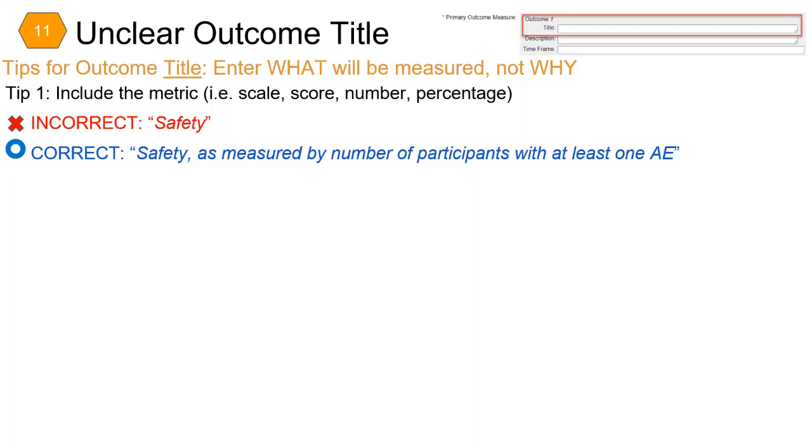For the outcome title, you need to enter what will be measured, not why. So include the metric and unit information if you can. For example, if you just say safety of drug A, it will not be accepted because it's not clear how you are assessing the safety of drug A. So you need to revise it to say safety as measured by number of participants with at least one adverse event, or you can say serious adverse event, something like that. That will be accepted.